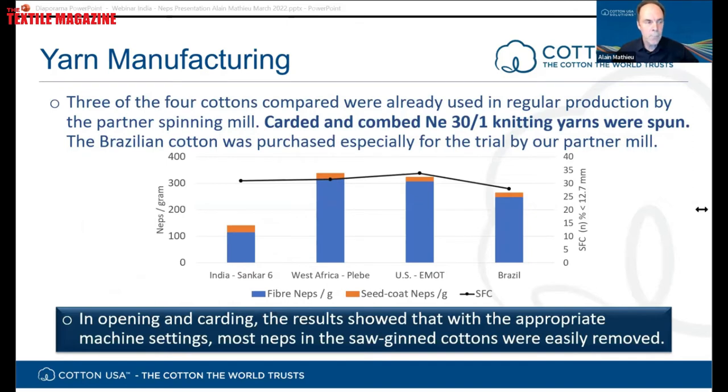How could we make a perfect comparison and a perfect study? Well, the spinning mill was already using three of the four cottons that we wanted to study, and they bought Brazilian cotton to complete the comparison. As we can expect, the NEPS per gram and short fiber content are higher in the three saw-ginned cottons compared to roller-ginned Shankar 6. In opening, cleaning, and carding, the results show that with the appropriate machine settings, the NEPS in the saw-ginned cottons were easily removed. As usual, there was an initial increase in NEPS in the blow room, followed by a drastic reduction during carding.